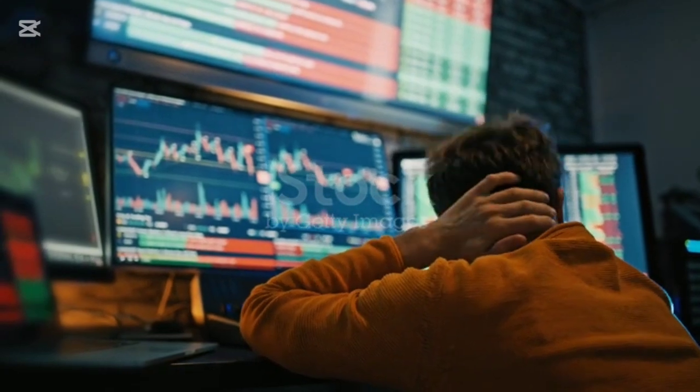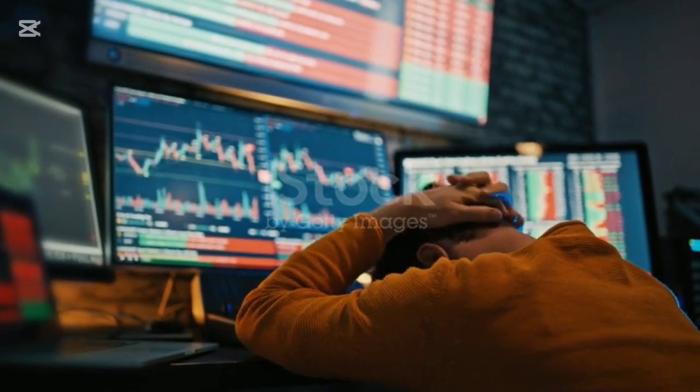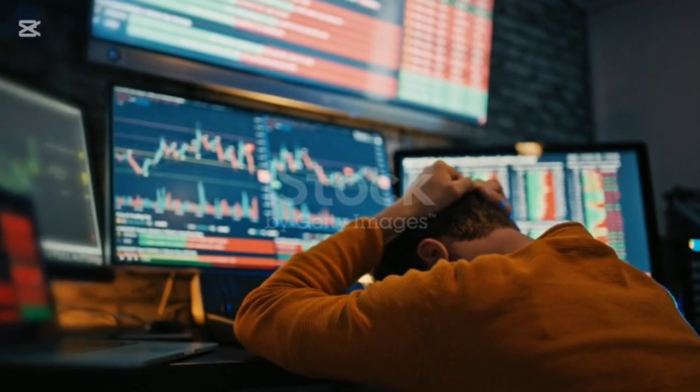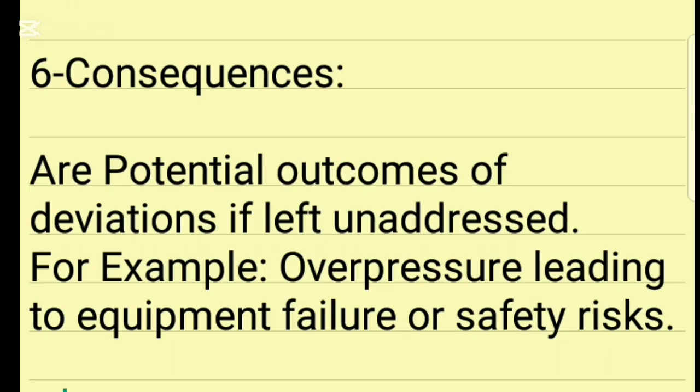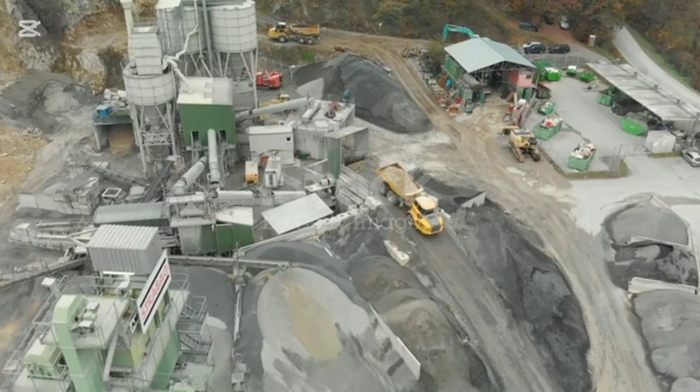Consequences are potential outcomes of a deviation if left unaddressed. For example, overpressure leading to equipment failure or safety risk.